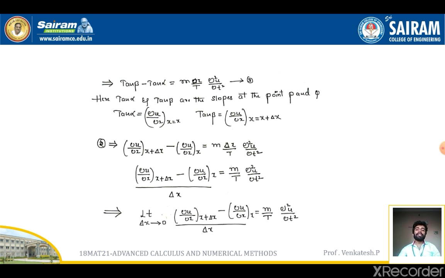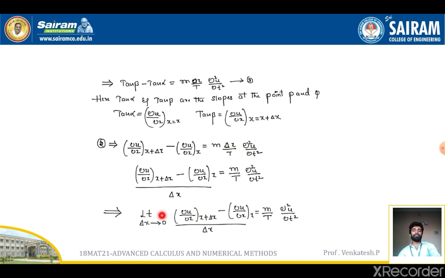So I'm going to apply the limit delta x tends to 0 on both sides. Since the element delta x is too small, I'm taking the limit delta x tends to 0. I got the equation like limit delta x tends to 0 of ∂u/∂x at x plus delta x minus ∂u/∂x at x, divided by delta x, is equal to m by T into ∂²u/∂t². From the basic concept of differential calculus, this is the formula for the derivative. So I can replace this whole thing as nothing but ∂²u/∂x².